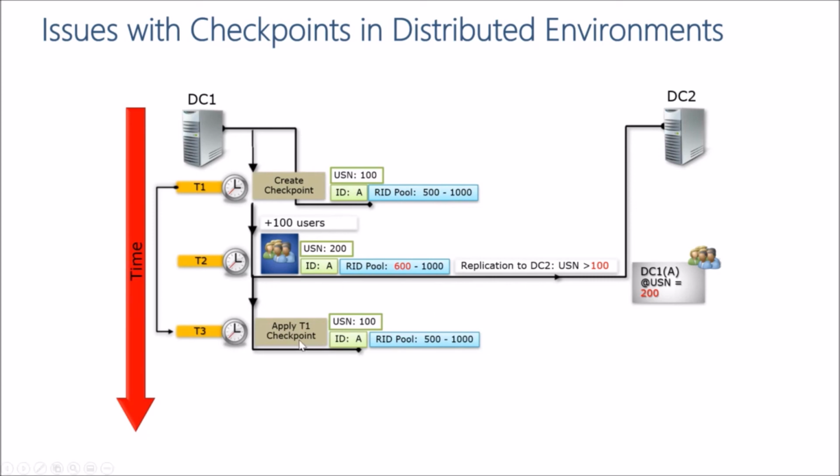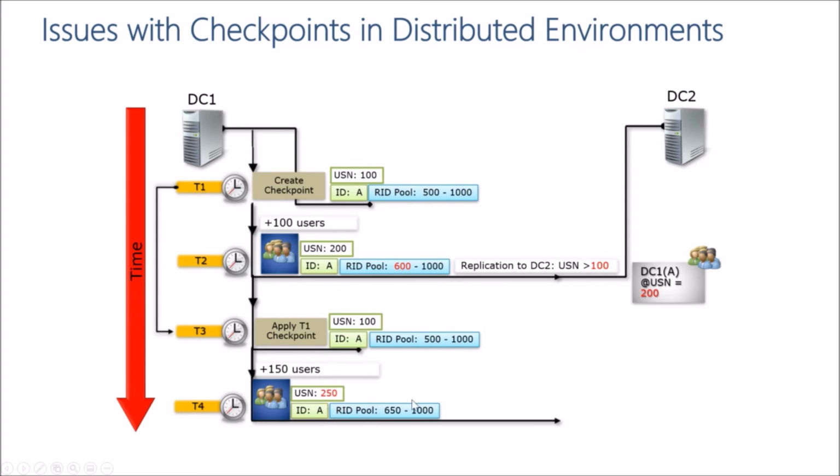So then we actually go back to a checkpoint. We go back to this checkpoint here. You can see the read pool is back to 500, starting from 500, because it's gone back in time. Now, if we create accounts from this DC, we create 150 users. Now we'll start using it from 500 again, and so therefore we're going to get 100 of those users, which are going to have duplicate SIDs with users created previously, which are being replicated here.